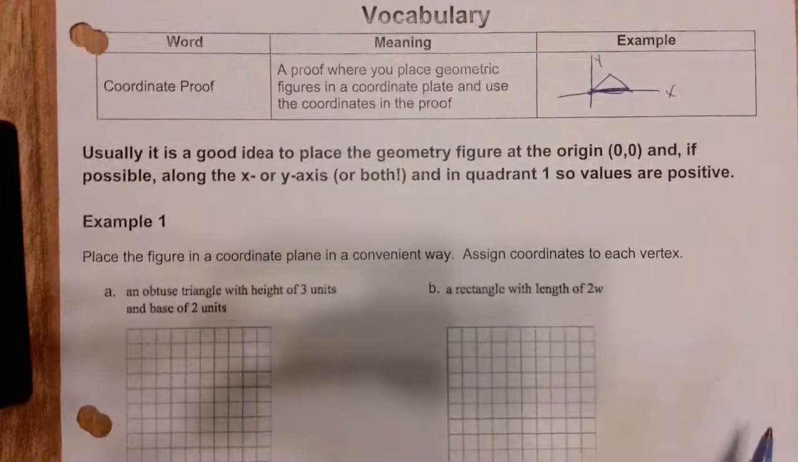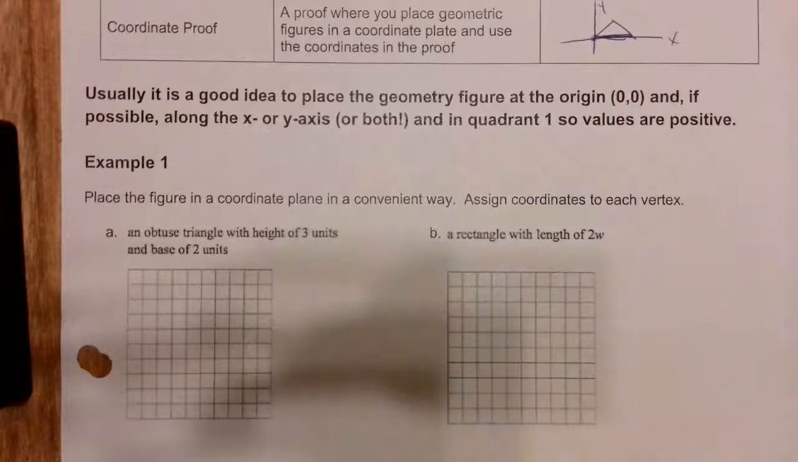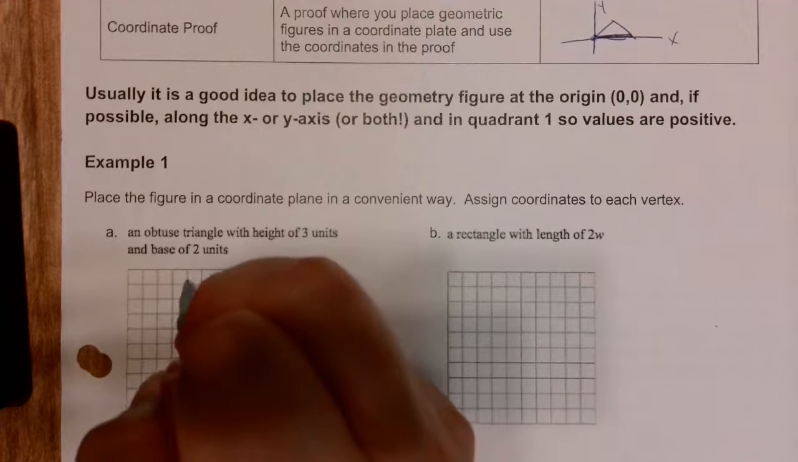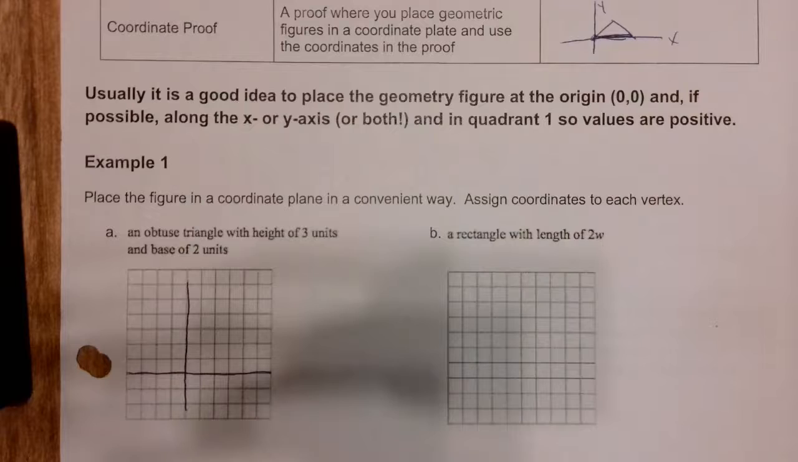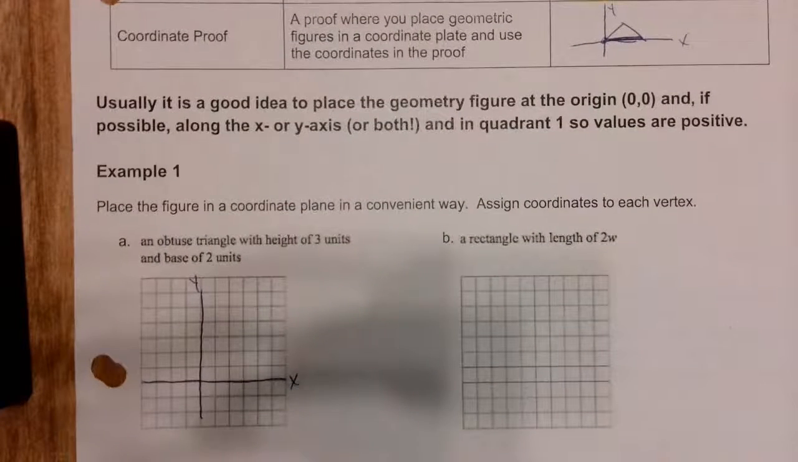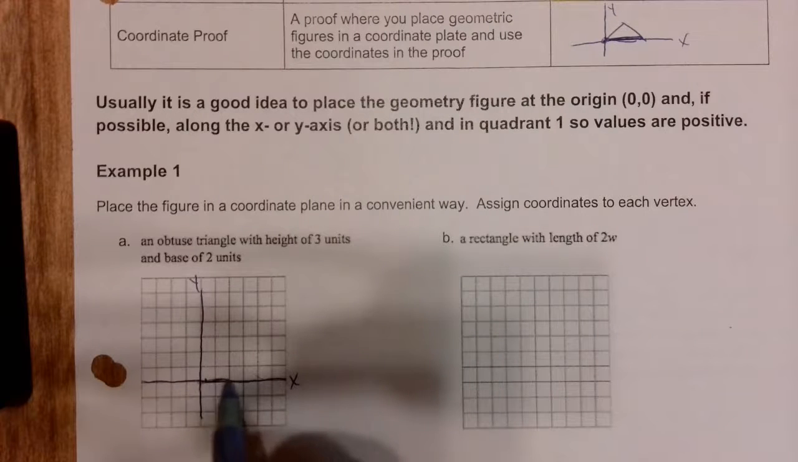So, example 1. Place the figure in the coordinate plane in a convenient way and assign coordinates to each vertex. So, first one, I'm going to draw an x and y axis. Here's the x, here's the y. We need an obtuse angle with height of 3 and base of 2. So my first thought is just to make it a standard triangle, 2 long and 3 high, maybe like this sort of triangle. Base is 2, height is 3.